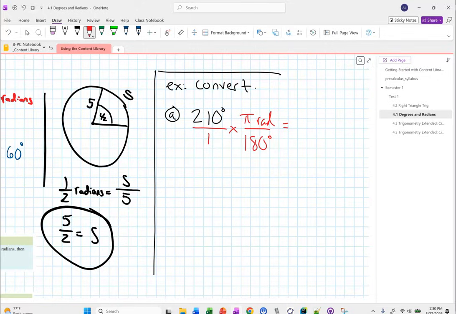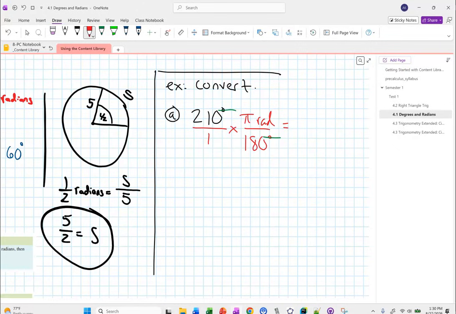So if I multiply straight across, actually, we'll do this first. Degrees cancels with degrees, so the unit we're left in is radians. If I multiply straight across, I'd have 210 pi over 180, right? The issue is that I want to reduce that fraction. So I'm going to reduce here before I multiply. Is that okay? All right.